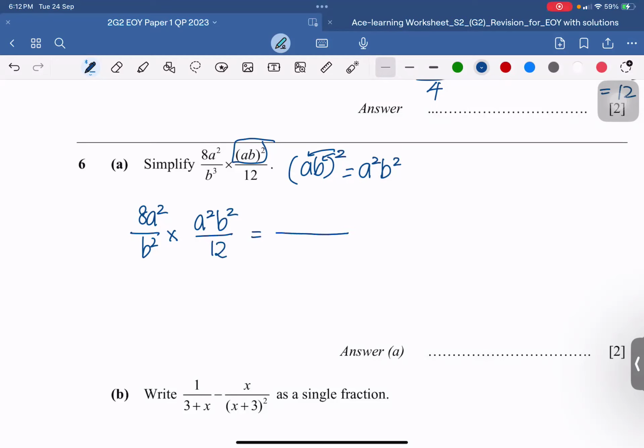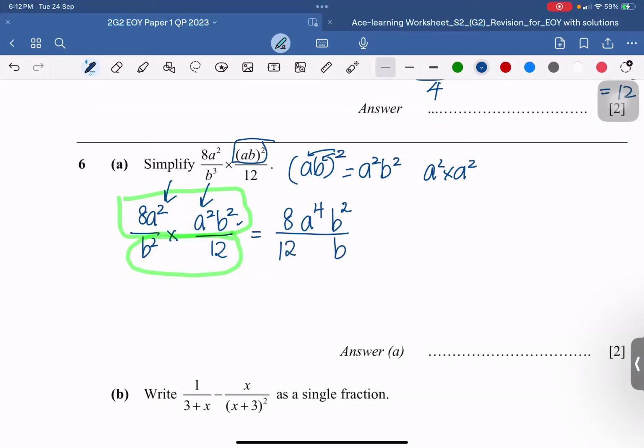When we do multiplication, I don't cancel anything. I multiply numerator with numerator, denominator with denominator. So numerator 8. What is a squared times a squared? a to the power of 4, correct. I still have a b squared here. I put the numbers first, 12 b squared. But this is not the answer.